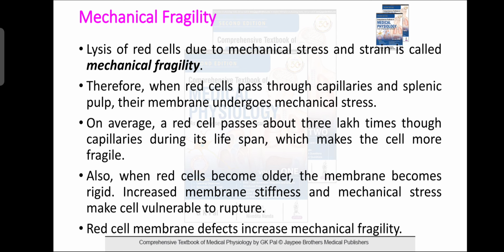As red cells pass through the capillaries and splenic pulp, their membrane undergoes mechanical stress. On average, the RBC passes about 3 lakh times through the capillaries during its lifespan, which makes the cell more fragile. Also, when the red cell becomes older, the membrane becomes rigid. So increased membrane stiffness and mechanical stress make the cell vulnerable to rupture. Red cell membrane defects increase the mechanical fragility.